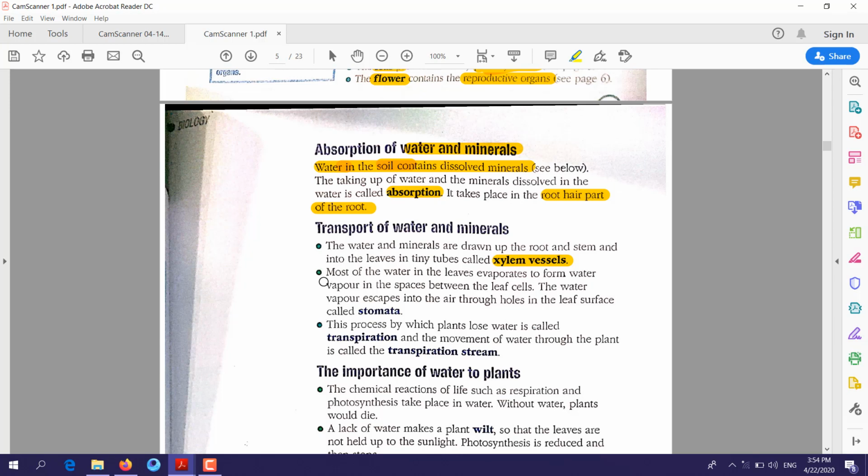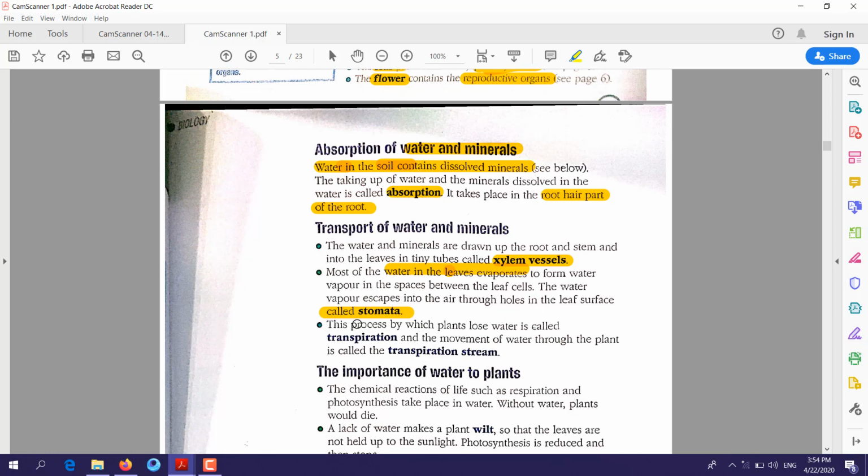Some of the water in the leaves will evaporate. Some of this water will escape from the leaves through tiny openings. We call them stomata. So, what do we mean by stomata? The definition of stomata: tiny holes in the leaves that enable the water to evaporate through them.